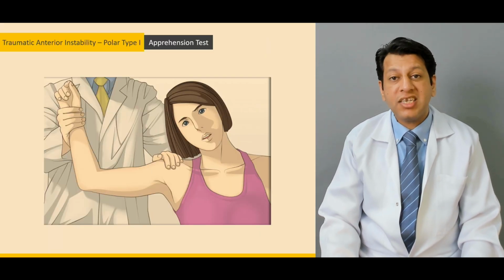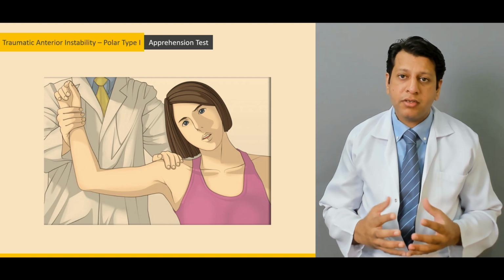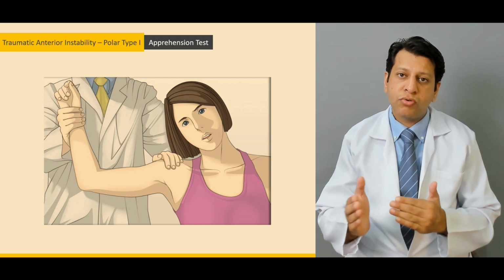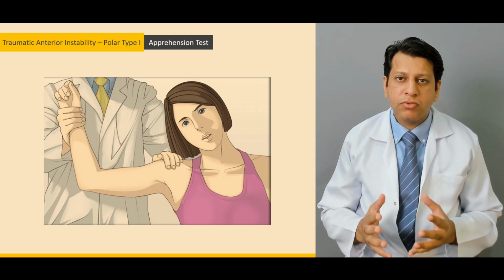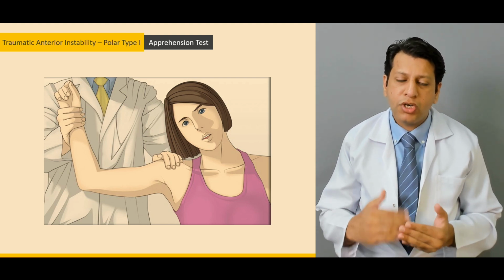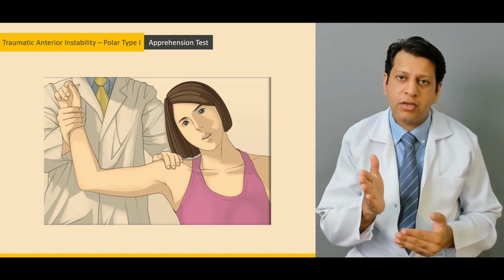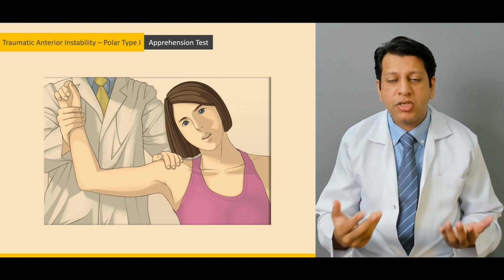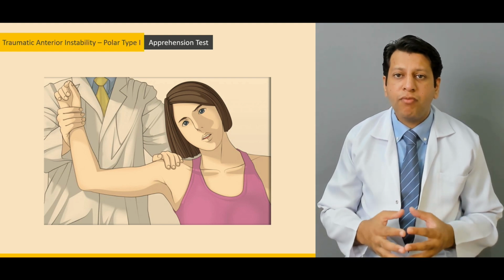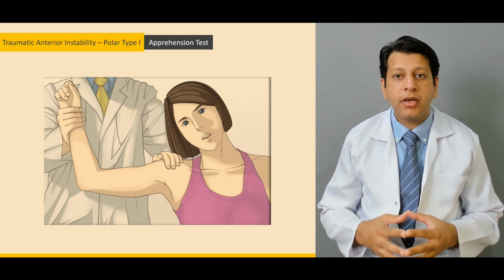Now coming to the tests. Once you get this kind of patient, because rotator cuff syndrome, instability and impingement usually have some clinical features in common, you need to be absolutely sure whether it's rotator cuff syndrome, impingement, instability, or just subluxation. The first and foremost clinical test is usually the apprehension test.